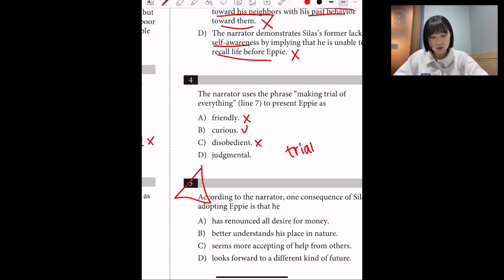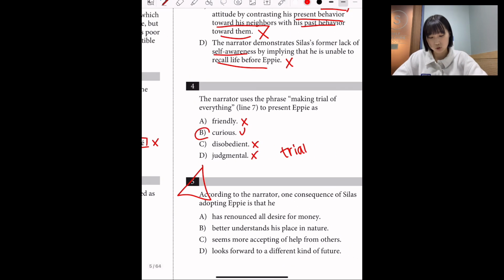And D, judgmental, again, it's too negative, and it's not even true, because judgmental is being sort of condescending and evaluating everything to find out its flaws, and it's not a very good choice. So we're going to choose B.